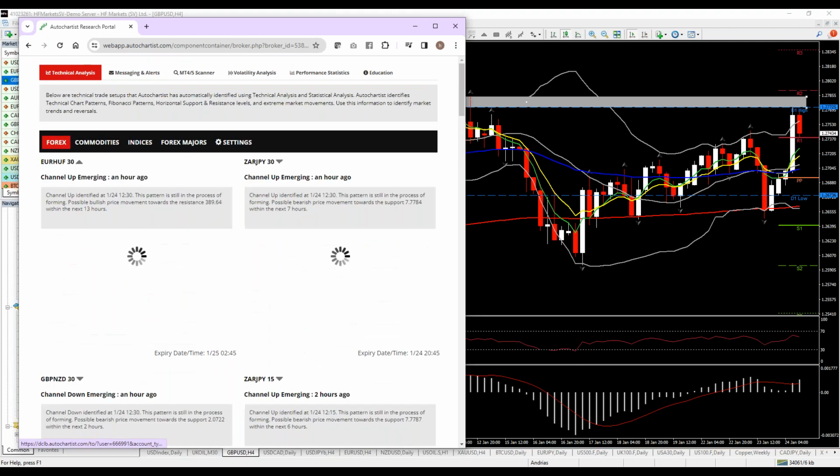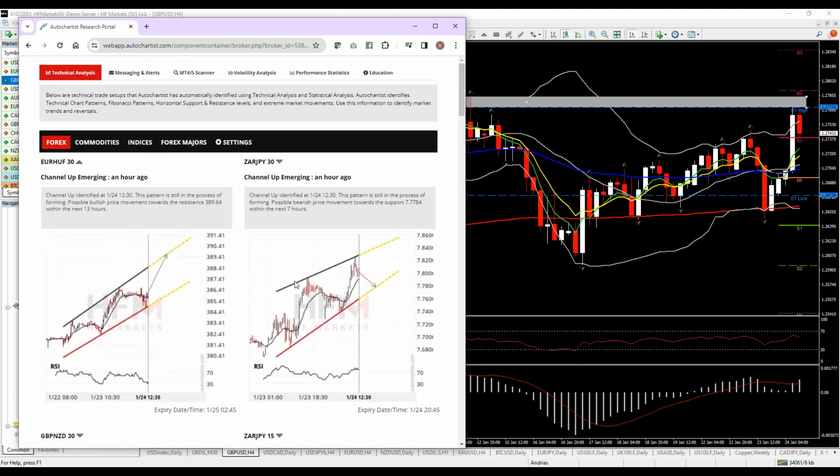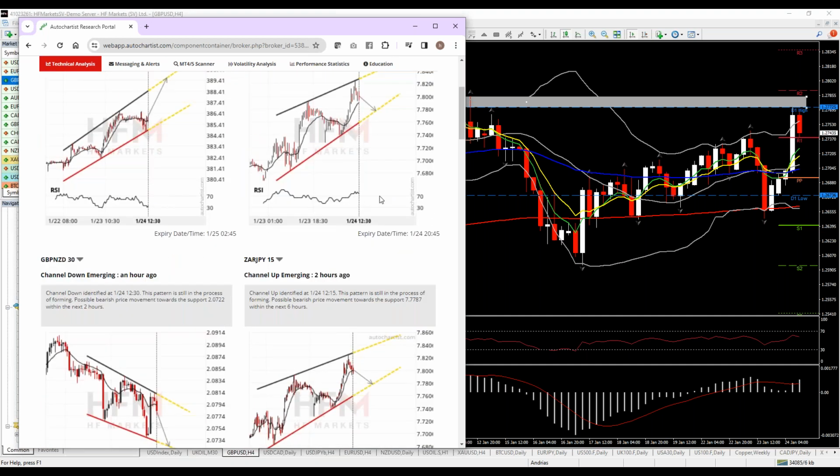Let me check Forex again. ZAR yen, very interesting, very interesting. It suggests that there is an upwards channel, that there will be a correction at the bottom of the triangle before another attempt to the upside. So there is a channel up with a bearish momentum down to the support before another swing to the upside. RSI is above 70, so that suggests a strong momentum.